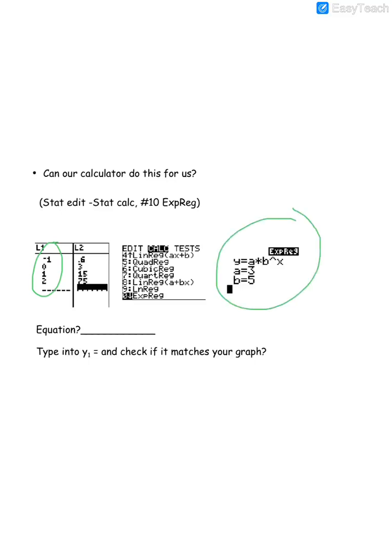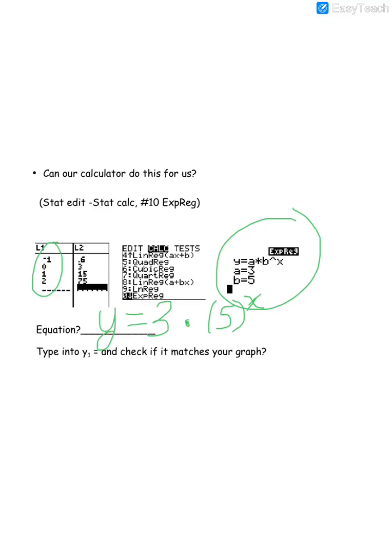So it says a times b to the x power. Well, it tells me who the a is and who the b is. So all that equation solving that I just did for you, I actually don't even need to do anymore because the calculator does it for me. So I have 3 times, and then I could do 5 to the x power or something like that. And that's the same thing that we got.